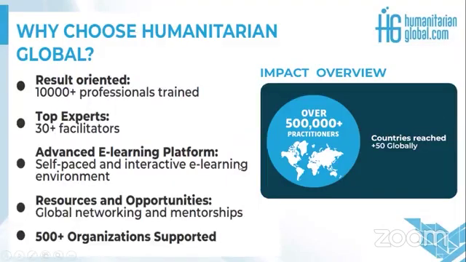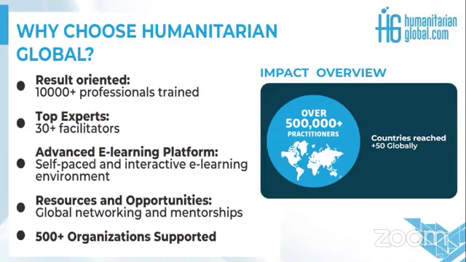Our impact overview: we have reached over 500,000 practitioners, covering 50-plus countries globally. Although most countries are in Africa, we've been able to cover the Americas, Australia, Europe, and Asia, so we're pretty much global. And this is through our 30-plus experts in different fields, who are able to deliver advanced e-learning and share resources and opportunities.